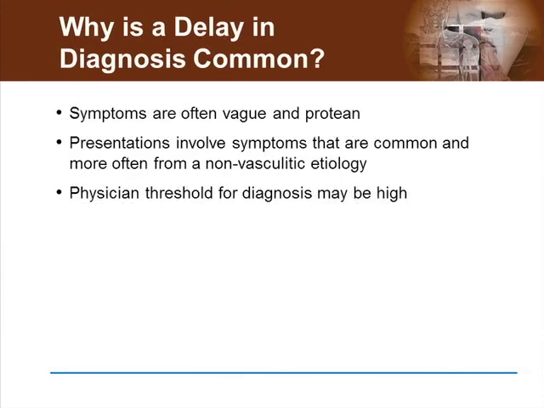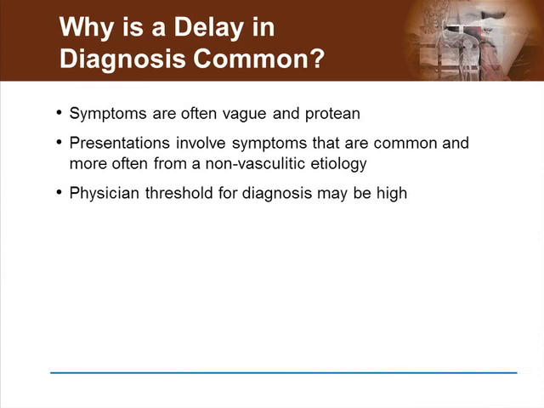So let's start out by talking about why a delay in diagnosis might be common. The most likely cause for this is that symptoms are often vague and protean, especially in the early stages of vasculitis. Patients may present with non-specific symptoms such as low-grade fever, weight loss, malaise, myalgias, not really pointing to a specific organ system or a particular etiology.